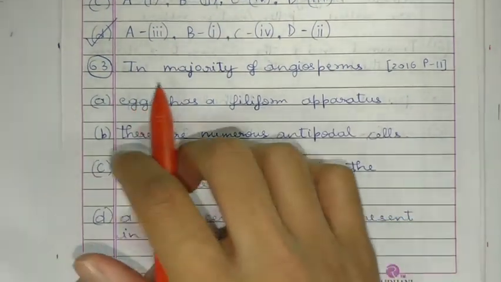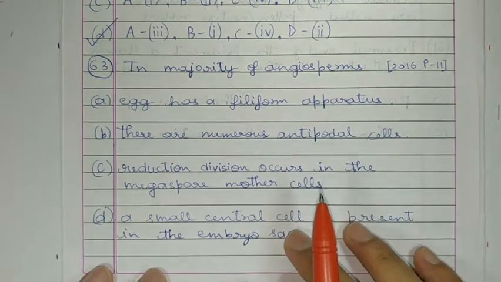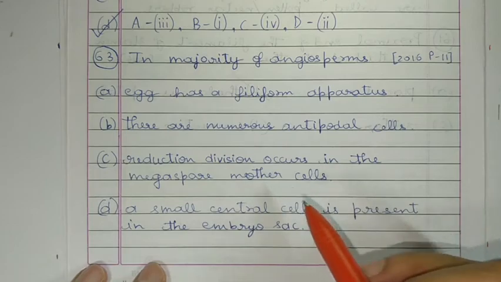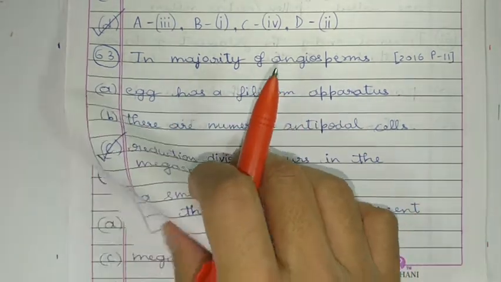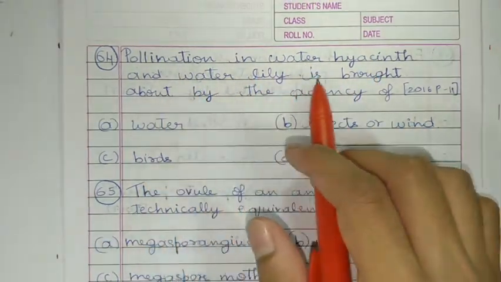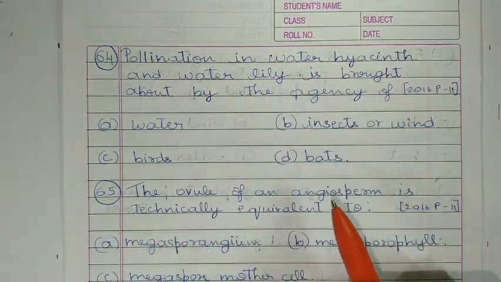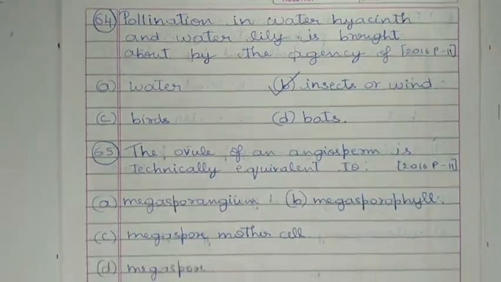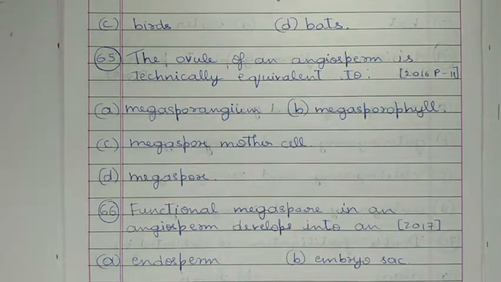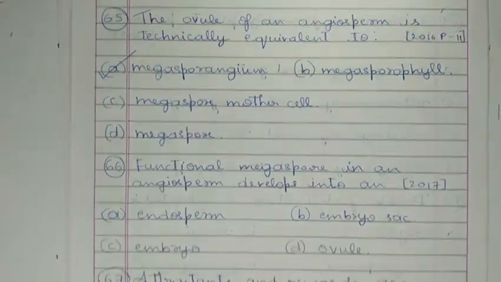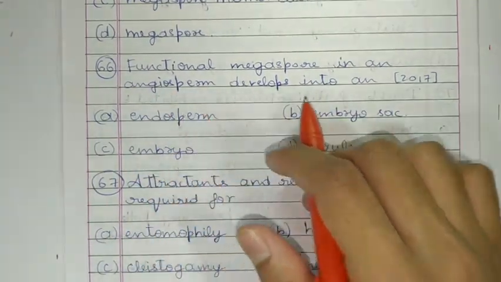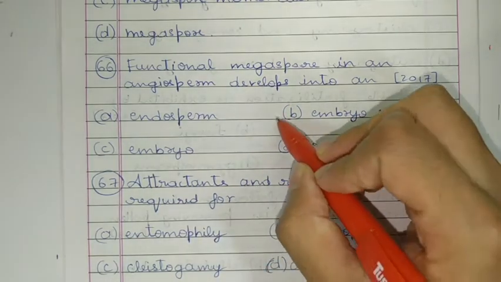63. In the majority of angiosperms, reduction division occurs in the megaspore mother cells. Option C. 64. Pollination in water hyacinth and water lily is brought about by the agency of insects or wind. Option D, from NCERT. 65. The ovule of an angiosperm is technically equivalent to a megasporangium. 66. The functional megaspore in an angiosperm develops into an embryo sac.